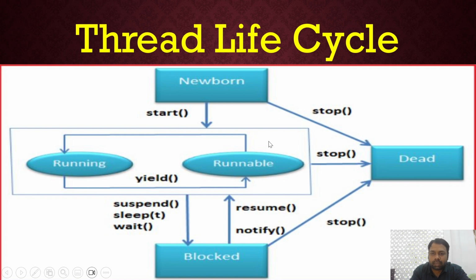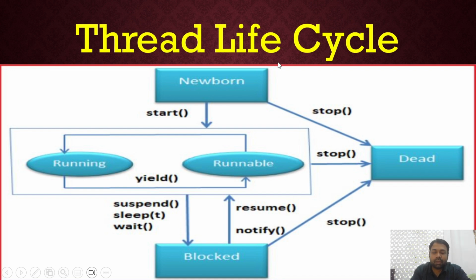If you want to kill the thread permanently, then the method we have is stop. But new versions of Java do not allow the stop method either. There is no need of killing the thread, not method, thread. That's why the stop method is not being used in new versions. So I will be discussing the yield method, sleep method, and notify method only in this life cycle.